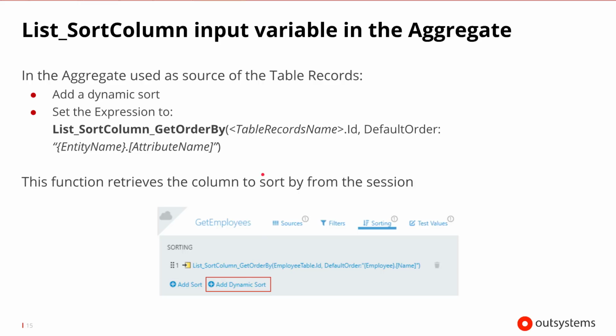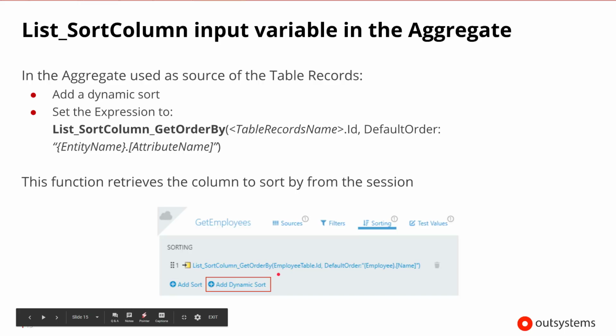Now, to be able to do this, we need some cooperation from the aggregate. The list sort column has an input variable in the aggregate, and that's going to help us do this dynamic sorting. So if we look down here in the aggregate editor, there is a function that helps us retrieve the column that we're going to be sorting, and that's actually stored in a session variable. So here we see our get employees aggregate, and the get employees aggregate has a special sort. Instead of us just picking one of the columns to sort, you can see that we have an input variable and that it's set to this function. And the function is the function that comes from our sort column widget.